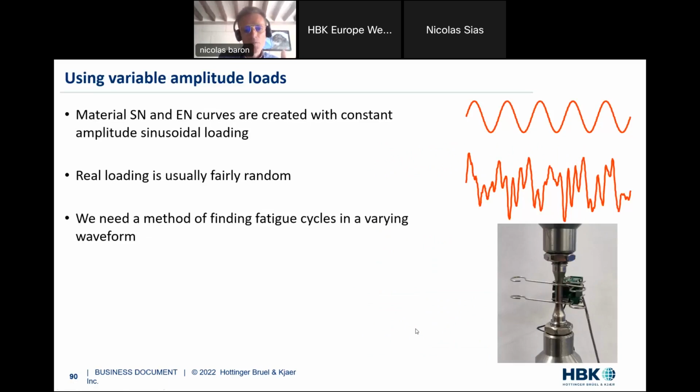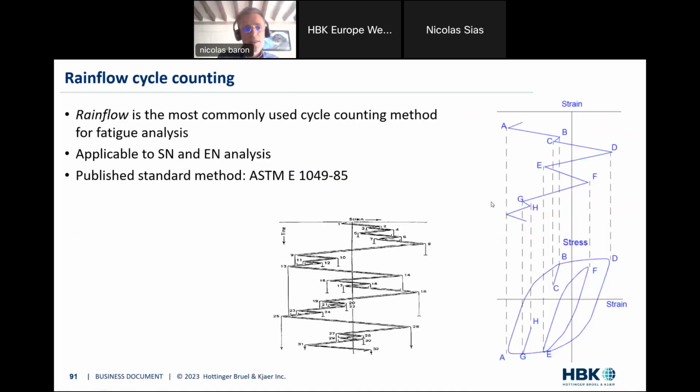Really, I'm repeating myself here, but the SN and the EN curves are really done with constant amplitude loading in mind. So when your loading is not such, you have to find a way to find the cycles. So how do we do this? We do this using the rather well-known rain-flow cycle counting. Rain-flow is a keyword here.